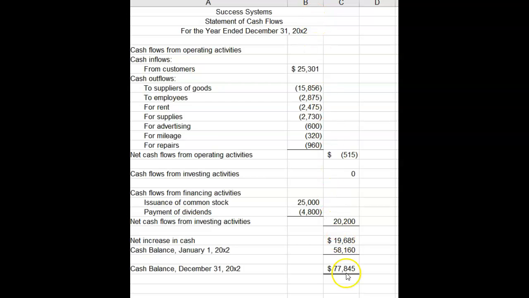I made our statement of cash flows pretty small so that it would show up all on one page. I hope that the video will show it fairly clearly, but that's what our statement of cash flows prepared on the direct method should look like.